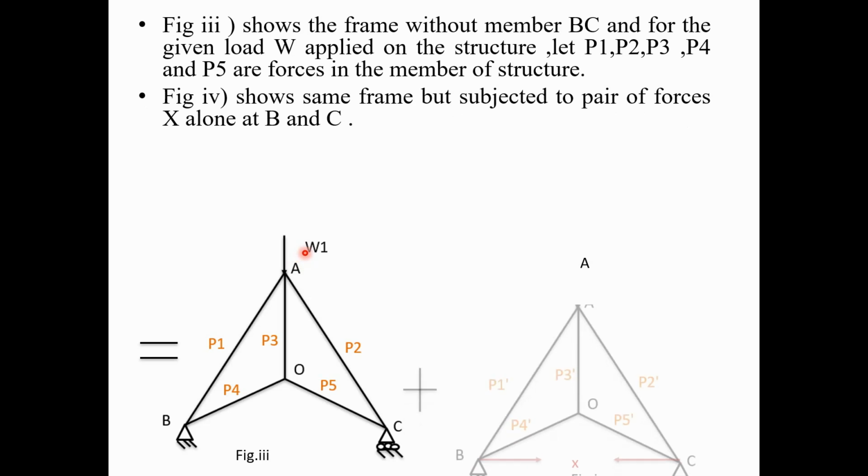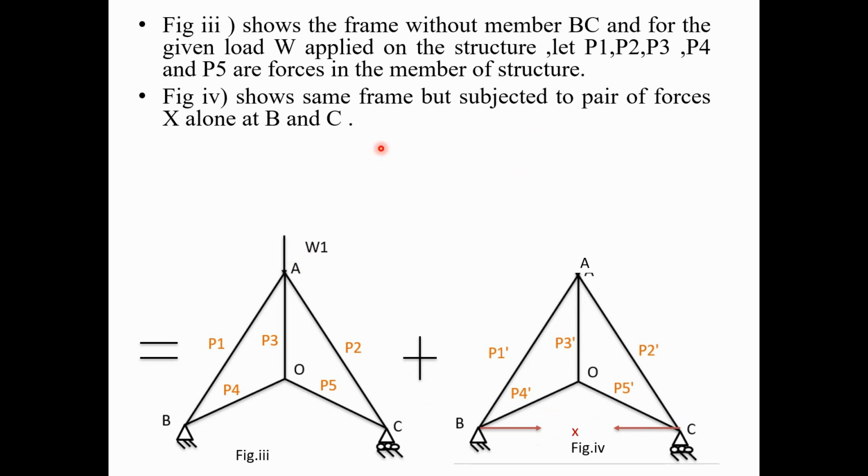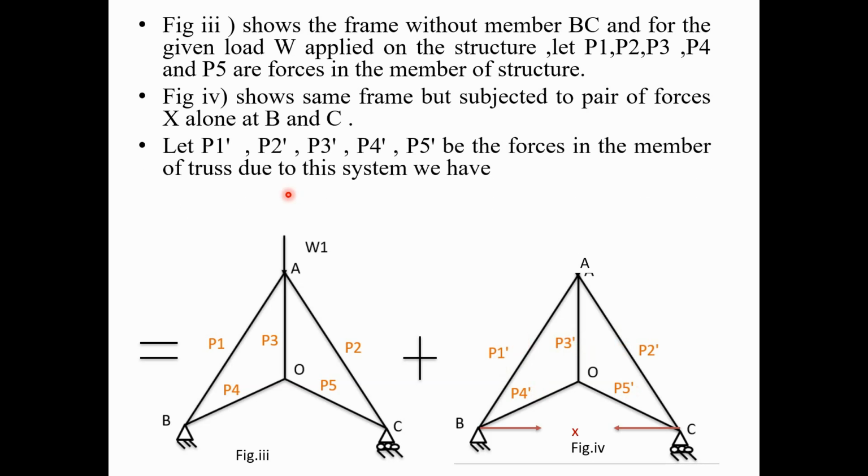Now figure 4 shows the same frame but subjected to a pair of forces X alone at B and C. So the next step is that we have to remove the external load and apply the pair of forces X at B and C alone. Whatever forces develop in the members of the truss because of this application, we call P1 dash, P2 dash, P3 dash, P4 dash and P5 dash. So these are the forces in the members due to this system.